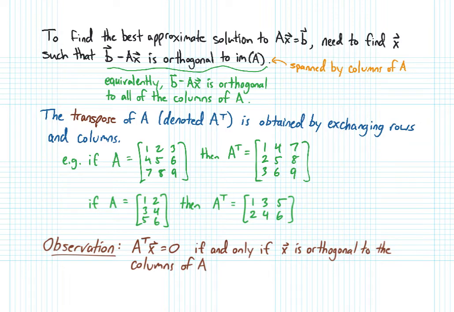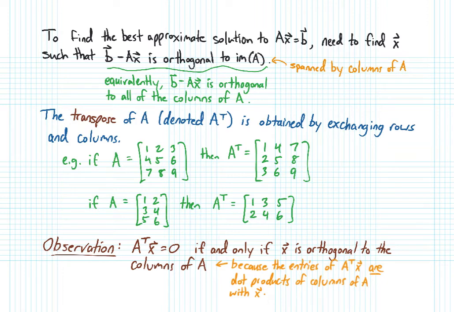But the rows of A transpose are the columns of A. So in other words, the entries of A transpose x are dot products of columns of A with x. And so the only way that A transpose times x is 0 is if all of those dot products are 0, which would mean that x is orthogonal to all of the columns of A.